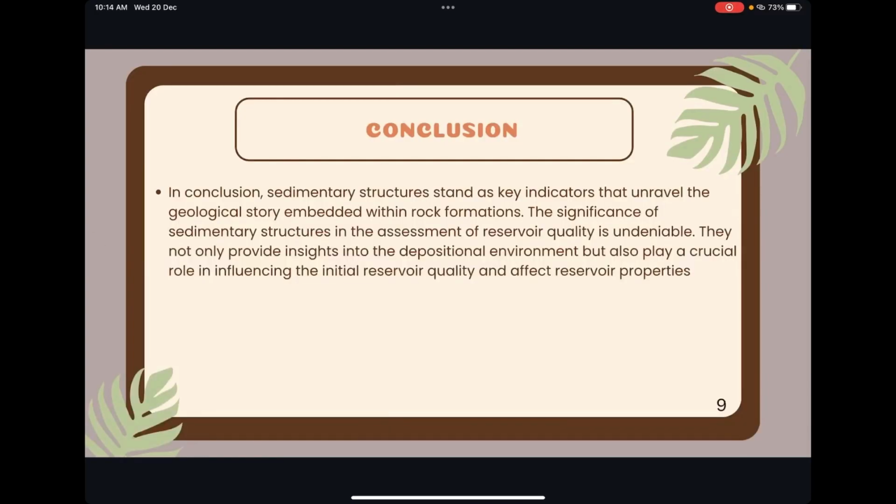Thank you. Okay, thank you, Iman, for this presentation. I hope that you've got some good insight about how these sedimentary structures can affect the decisions that can be made for petroleum exploration and also development.